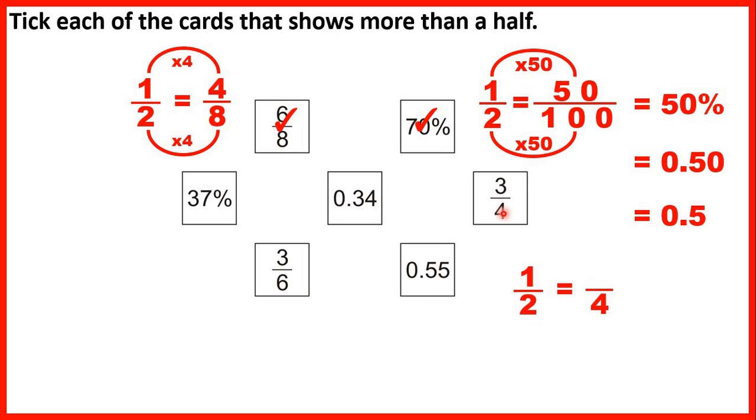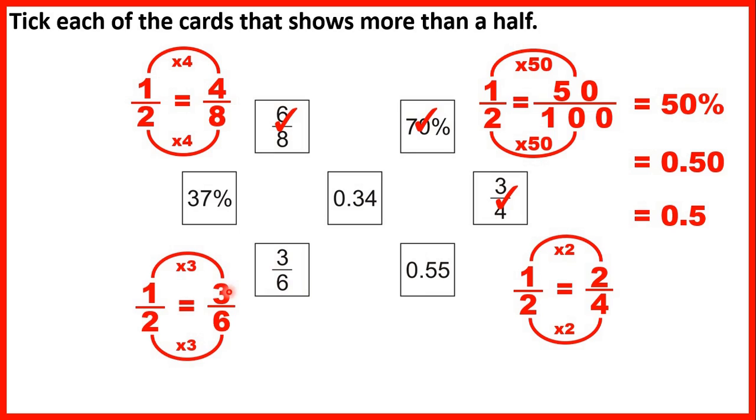Now 3/4. 1/2 is the same as 2/4, and 3/4 is more than that, so 3/4 is more than a half. Now 3/6. 1/2 is the same as 3/6, but we only want to tick cards if they show more than 1/2. So because 3/6 is the same as 1/2, we don't want to tick that. But we do want to tick 0.55 because that's greater than 0.5.